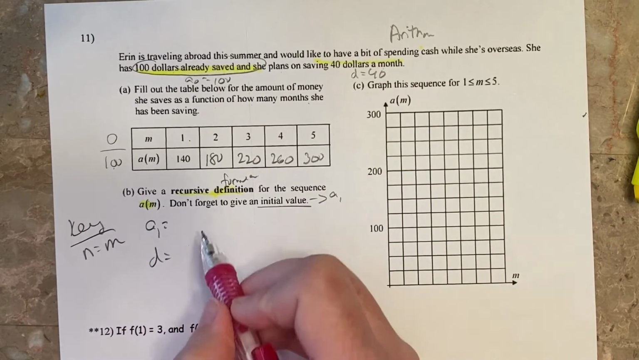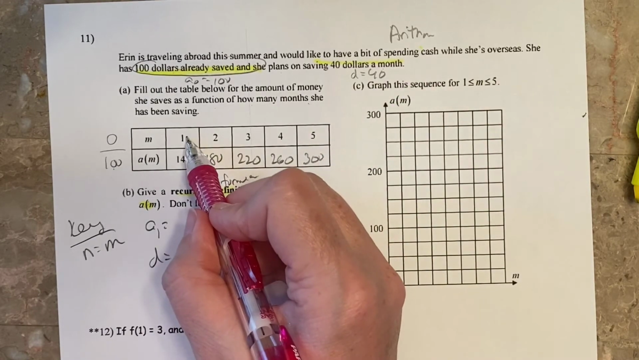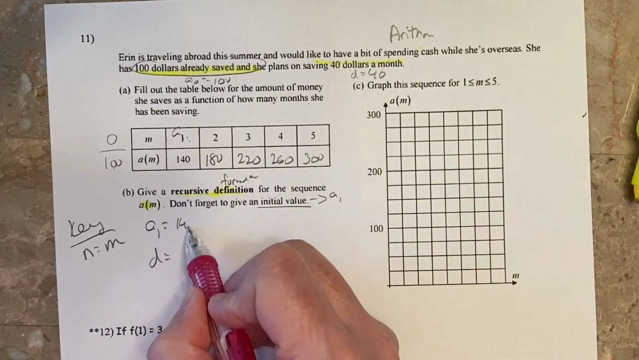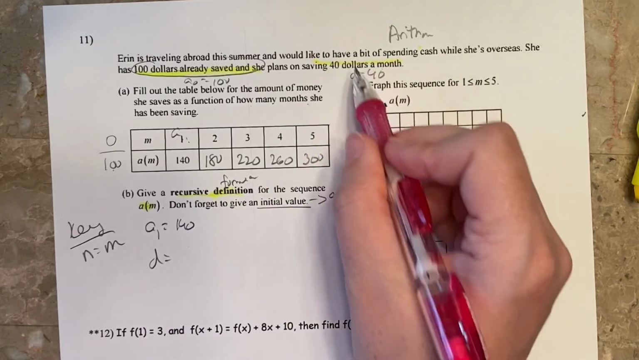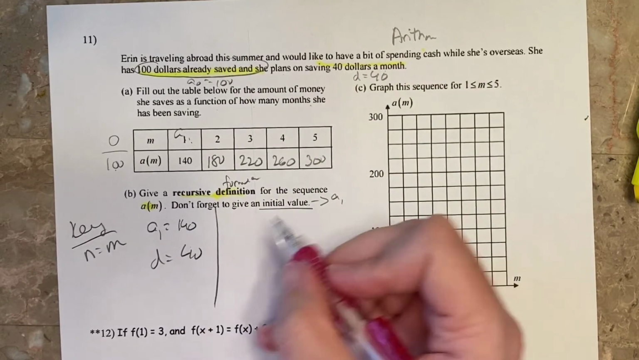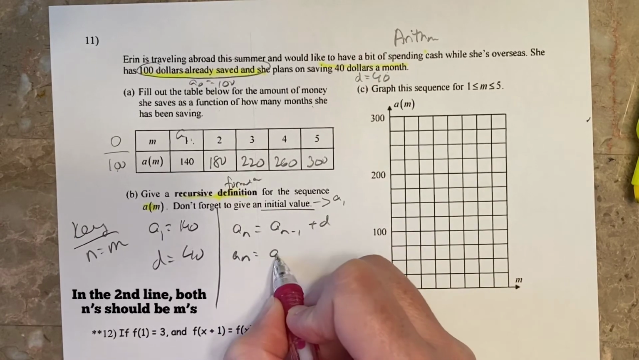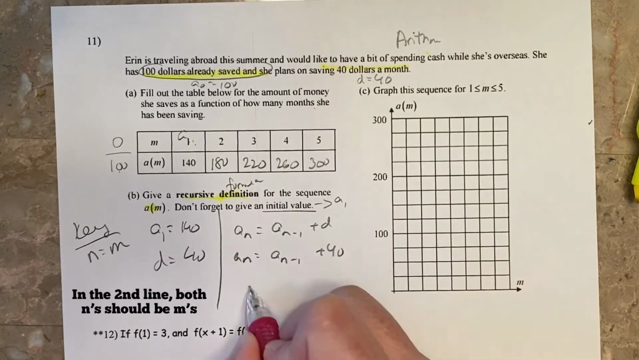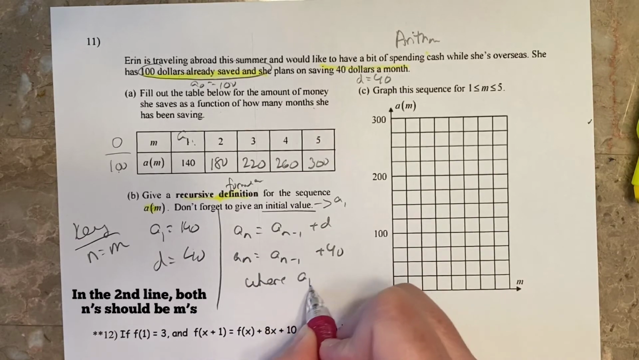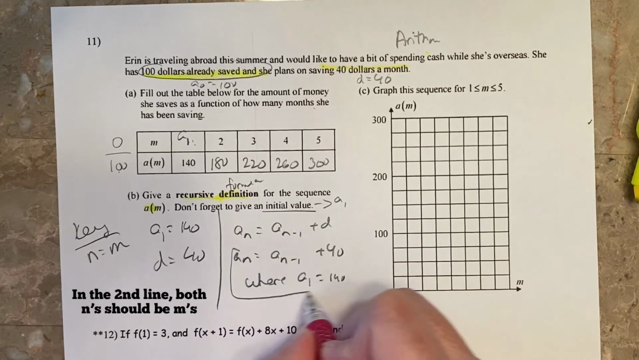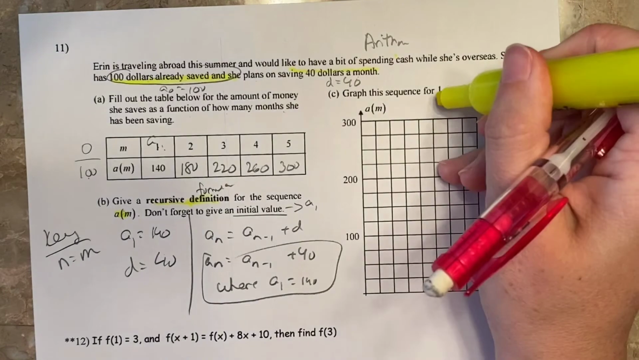We know this is arithmetic, so we have a difference. Here a sub 1 is 140. The difference we were already told is 40. And now we have the pieces to our puzzle, so now we can get to work. So a sub n equals a sub n minus 1 plus 40. Don't forget to say where a sub 1 equals whatever it equals. Okay, graph the sequence from 1 to 5.